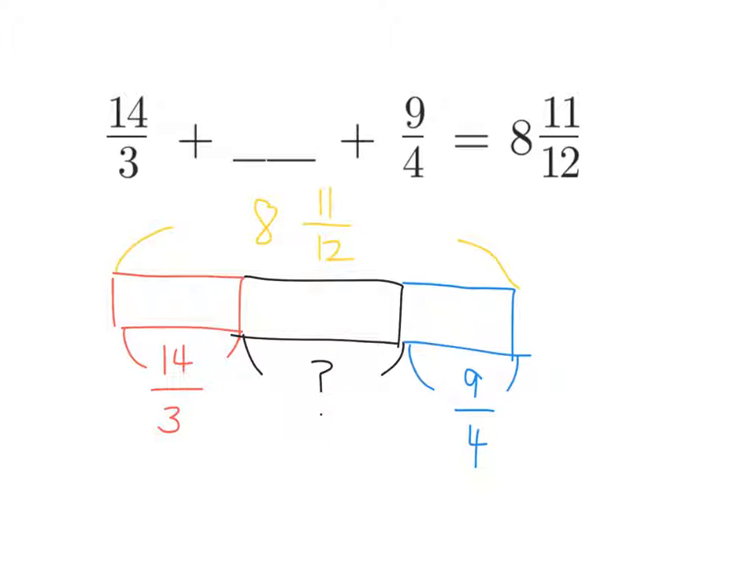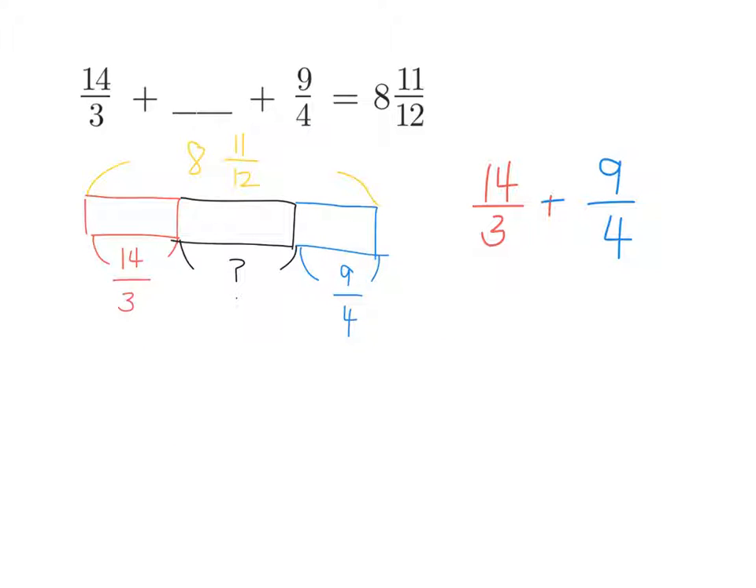Now, how could I find this missing number? Well, could I find how much I have all together first? And then subtract that from my total? Go ahead and work on that. It's a lot easier to change your improper fractions into mixed numbers because then you have a whole number part that's easy to think about, and your fraction numbers will be much smaller. Okay, so let's do that.